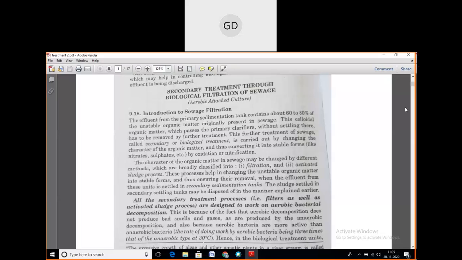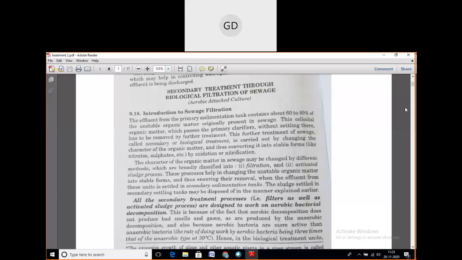The character of the organic matter present in the sewage can be changed by different methods, like filtration and the activated sludge process. In filtration, we will be dealing with the trickling filter, so we will be discussing it today. The activated sludge process won't be possible to discuss today because the trickling filter is a bit long. So two processes are there: one is filtration and the other is the activated sludge process.